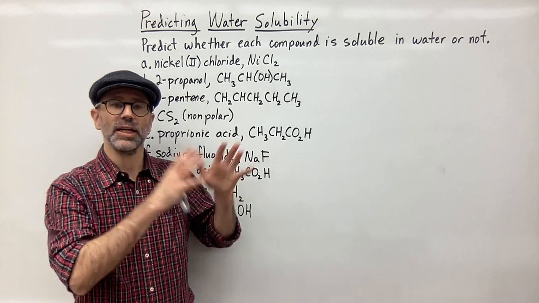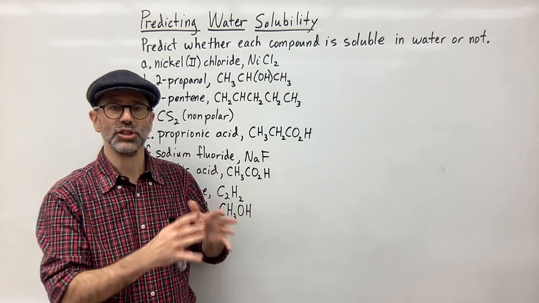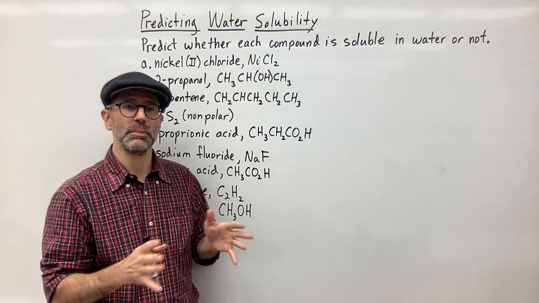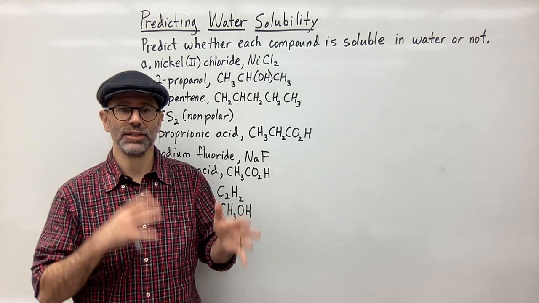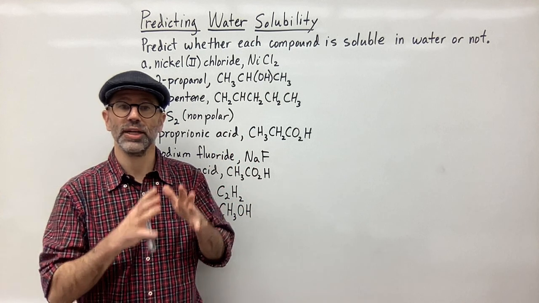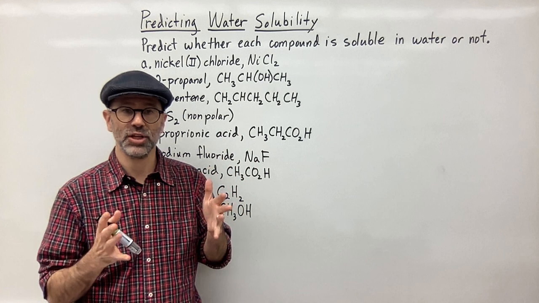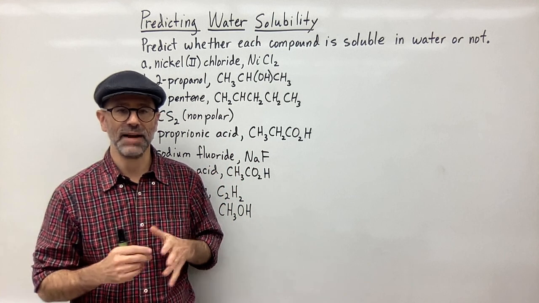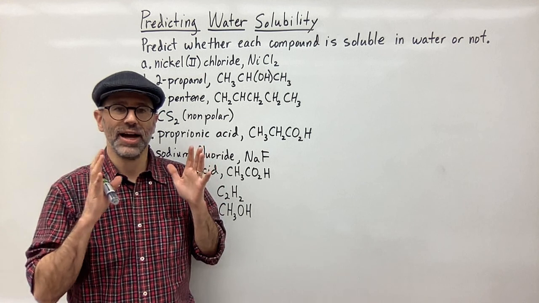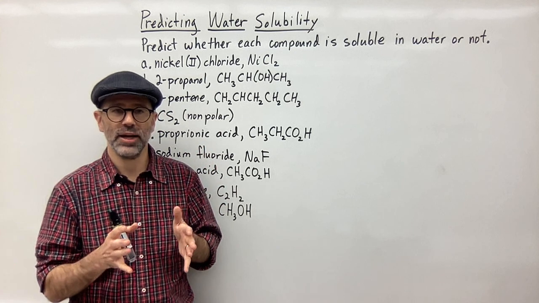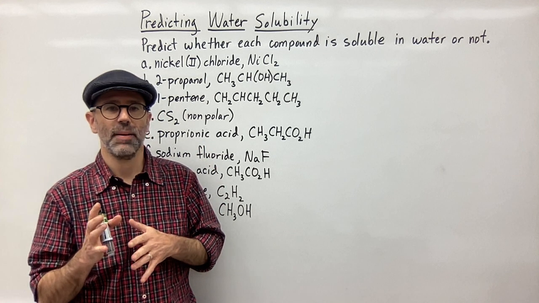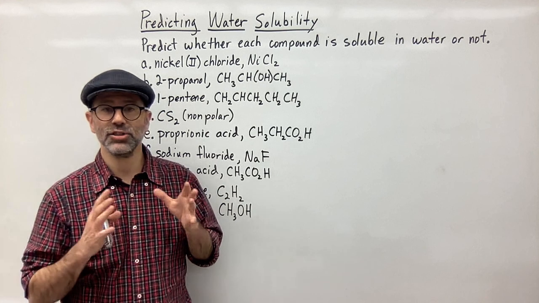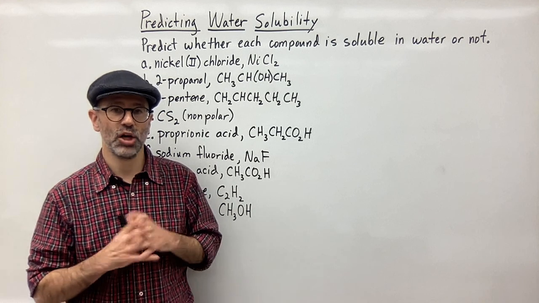Similarity in the structure, similarity in the polarity of the molecules means that you're going to have similarity in their attractive forces and therefore their ability to mix together with each other and dissolve within each other. So that's what the rule is getting at. If we can identify what kind of substance we have, and whether it's polar, made up of ions, or nonpolar, we can then determine whether it's going to be soluble in water.